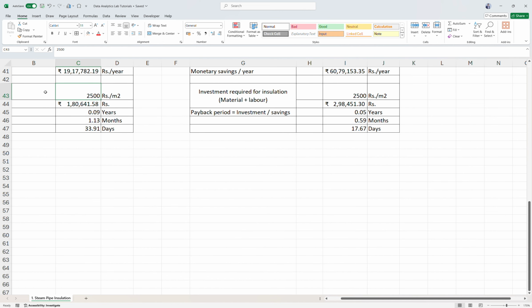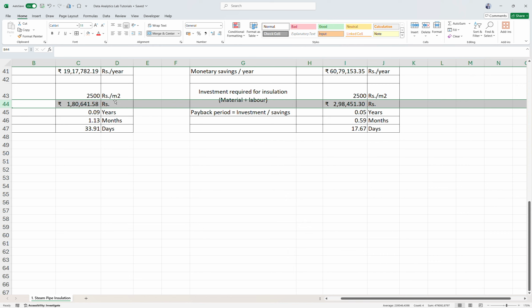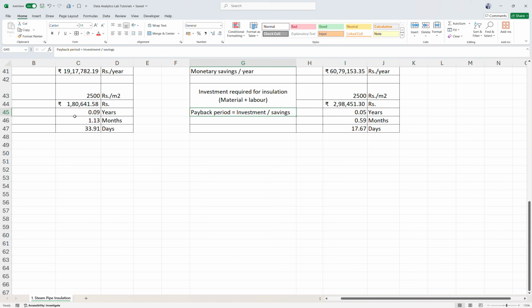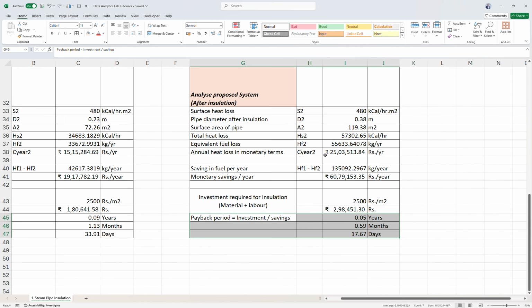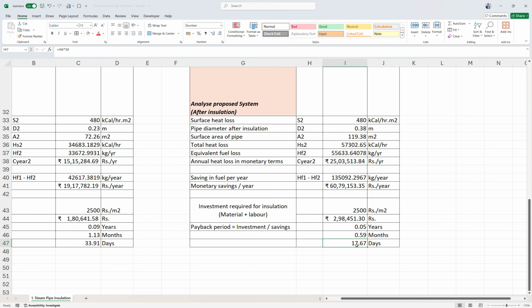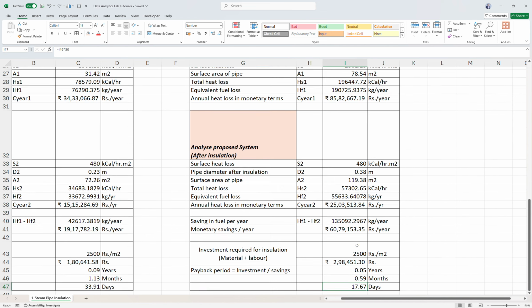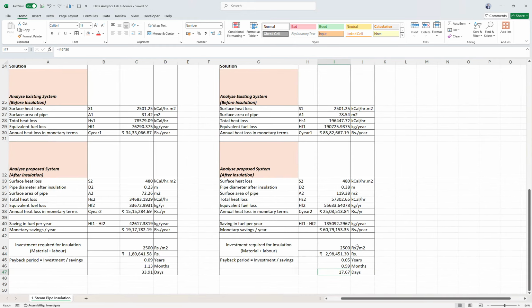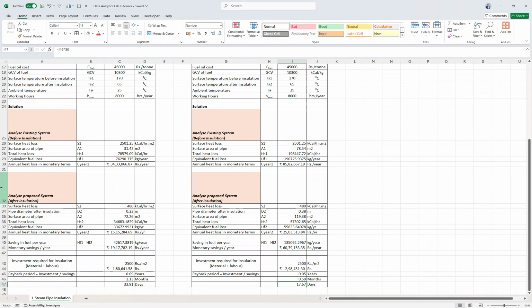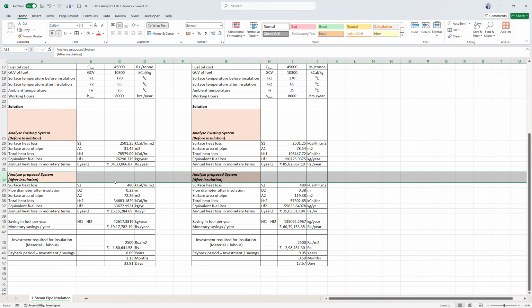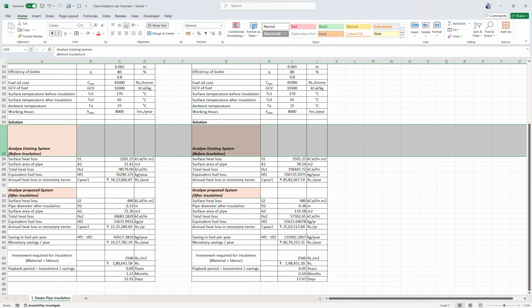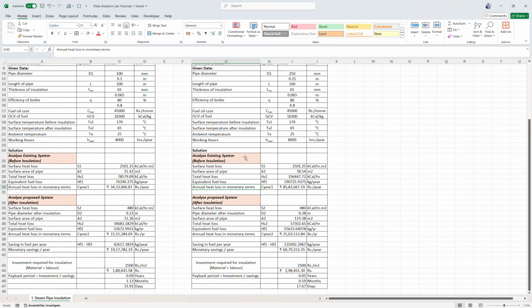If the cost of insulation is the same, then my investment actually increased from 1,80,000 to 2,98,000. Then the payback period has actually reduced, because the pipe diameter has increased and that has affected the payback period. So in 18 days my money will be recovered. Now you can observe it has taken us only a minute to do the second analysis, because our program was appropriately written in the first attempt itself. So that's the beauty of it.